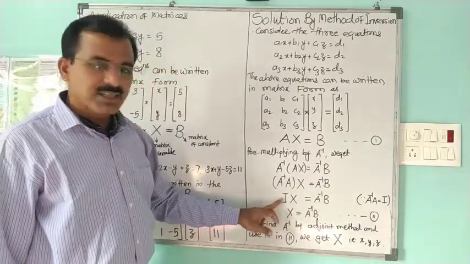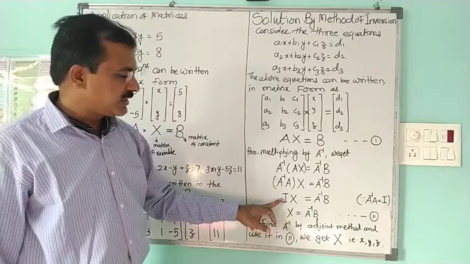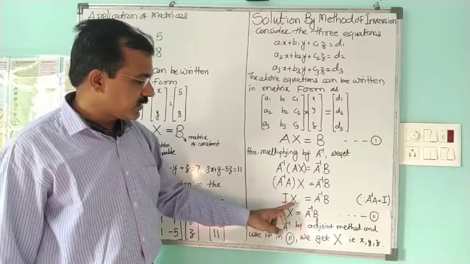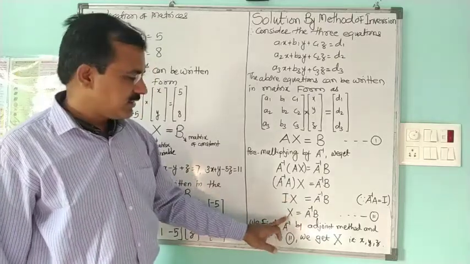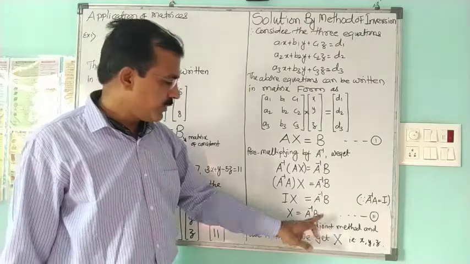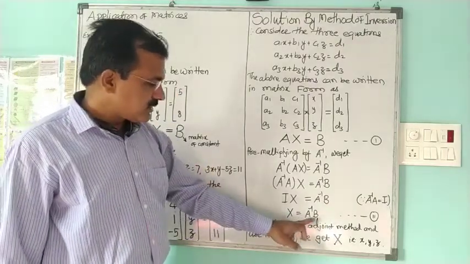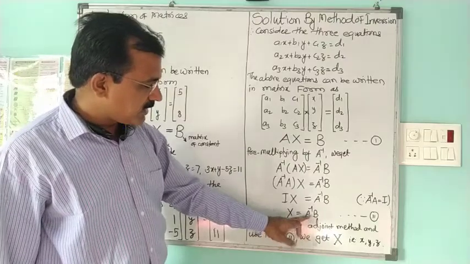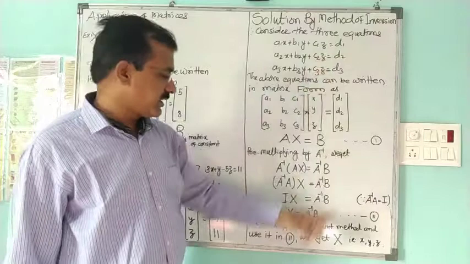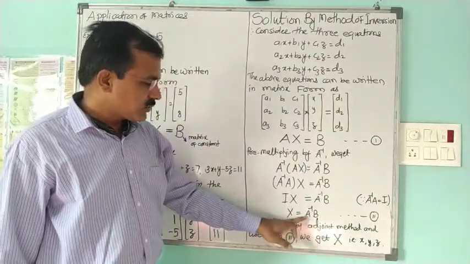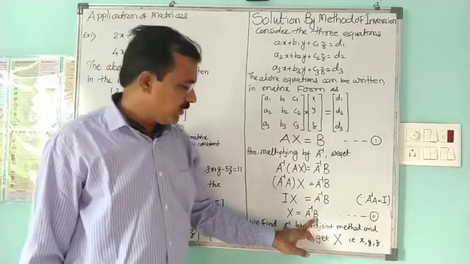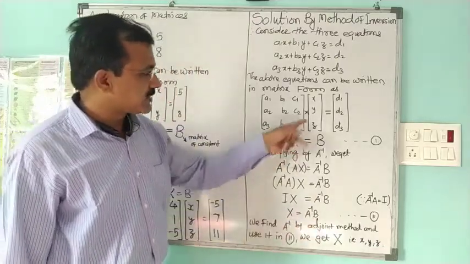Now this I is a silent matrix for the multiplication, does not change the value of multiplication. So this I into X is nothing but X, and the right hand side is the same, that is A inverse into B. Now this implies that we should have the value of A inverse. This method of inversion requires inverse, so we are requiring inverse which is to be multiplied with B to get the value of matrix X.